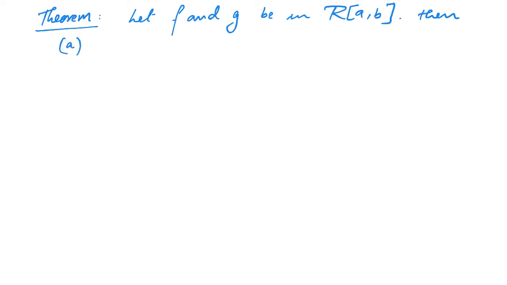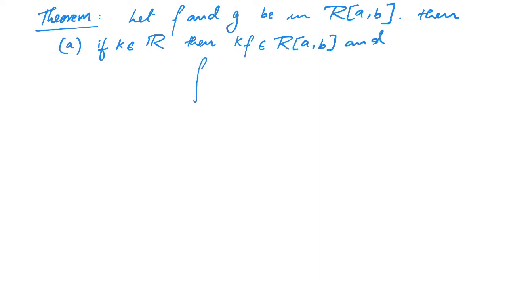So let f and g be in R[a,b], that means they are both Riemann integrable. Then, if k belongs to R, then kf belongs to R[a,b], and the integral from a to b of kf is equal to k times the integral from a to b of f. Let's immediately see the proof of this statement.